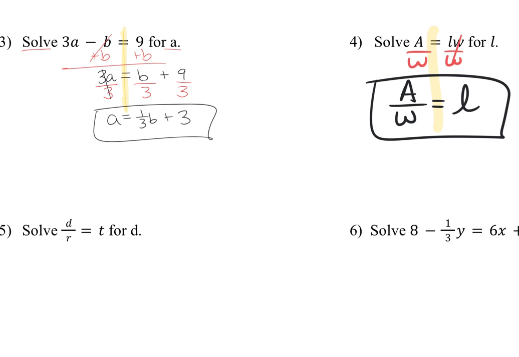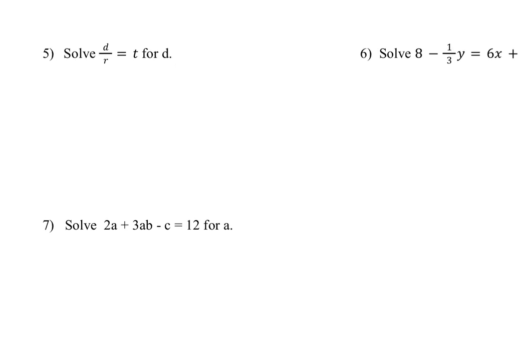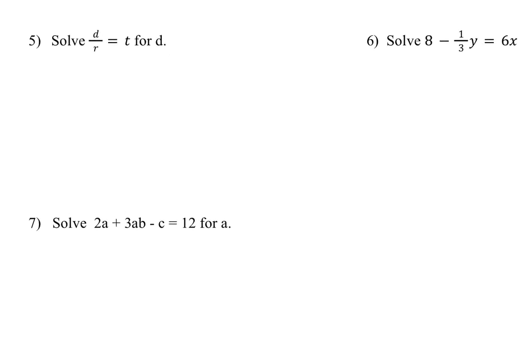Number 5 is similar. It's got all letters, no numbers. Same idea. Okay? It says solve D over R equals T for D. Okay, which letter are we isolating? D. All right, right now D is being divided by R. How do I undo? Multiply. Good. I'm going to rewrite them because I can't really write anything next to them. So I'm just going to rewrite it real quick before I multiply both sides by R.